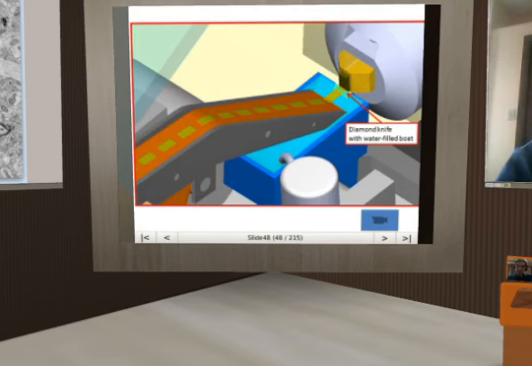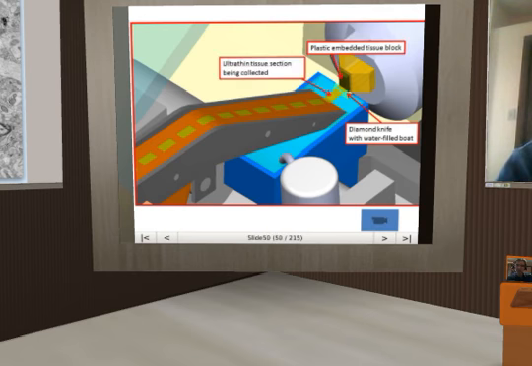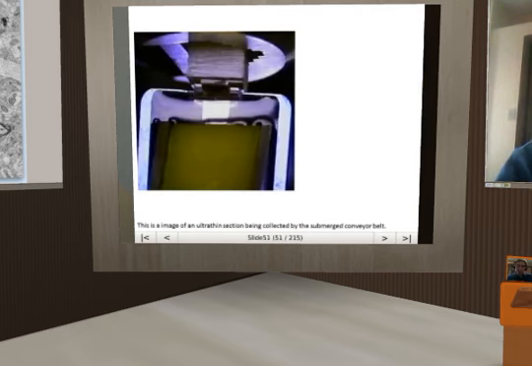Zooming in on this tissue collection process, this is the diamond knife with the filled water boat. This is the plastic embedded tissue block. And this is a diagram of an ultra-thin section being collected by the conveyor belt of Kapton film. And this is an image of an ultra-thin section being collected in this way. Usually I'd have a video here, but I wasn't able to convert it. It's a very large video.